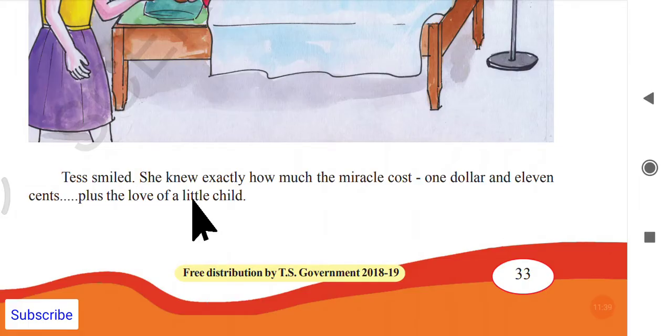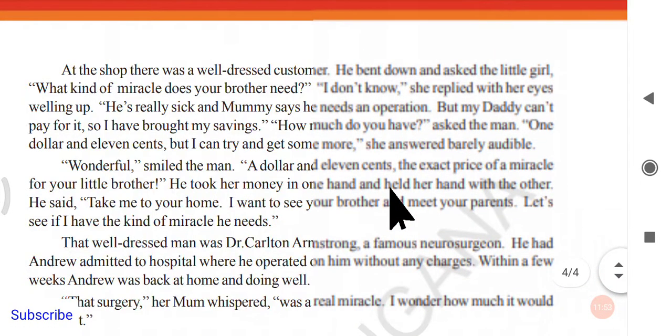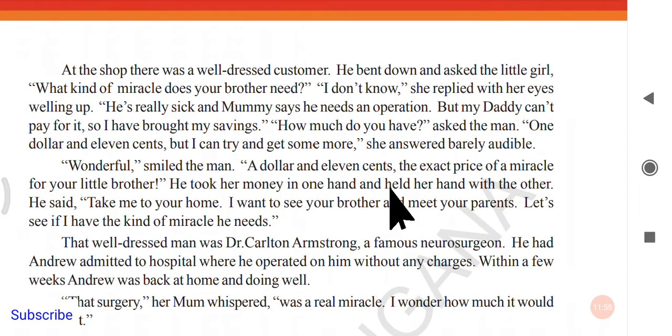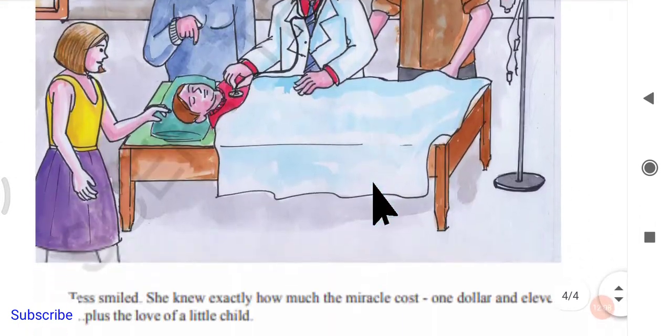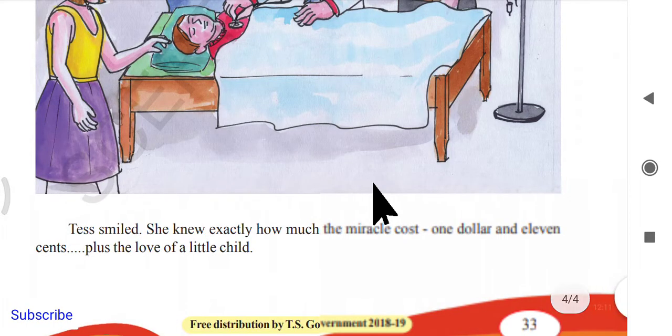Tess smiled. Tess was smiling to herself, and she exactly knew how much the miracle would cost. Okay, what was the cost of the miracle? See here, this sentence here. $1.11.